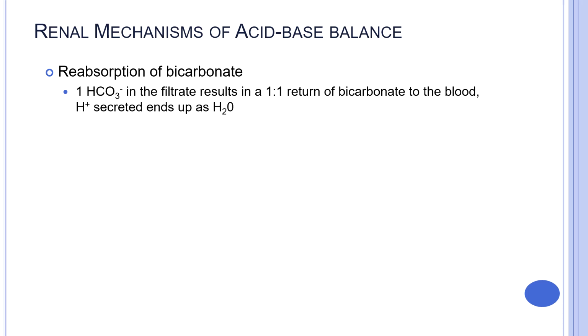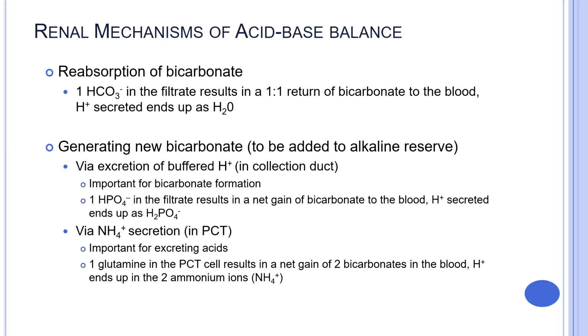This is important for bicarbonate formation. One phosphate group in the filtrate results in a net gain of bicarbonate in the blood. Hydrogen secretion ends up as H2PO4. Via amine secretion in the proximal convoluted tubules. So this is important for excreting acids.